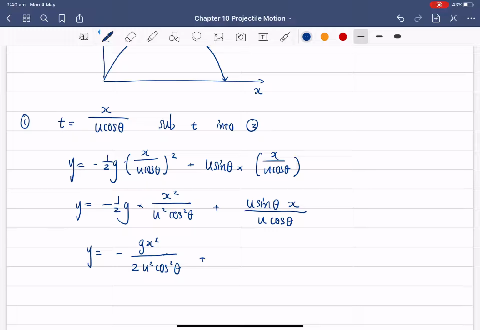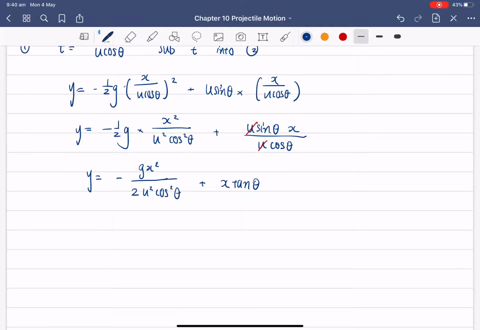Then we can cancel the u and the u here. We can combine the sine theta and cos theta together, and that forms tangent theta. So that gives us x tan theta. Keep simplifying this: negative gx squared over 2u squared. Now, I would like to change that into 1 over cosine squared theta.